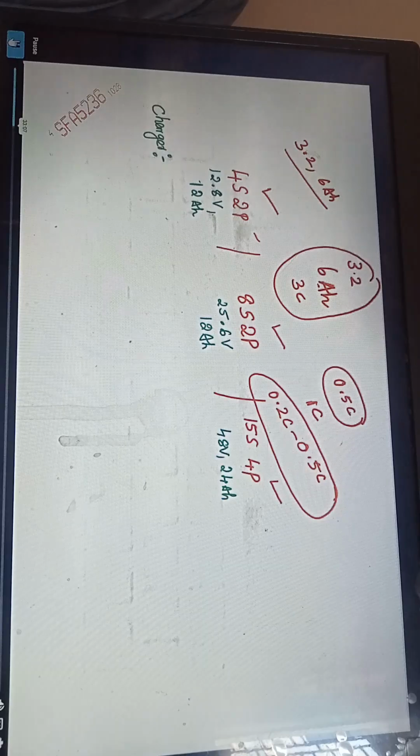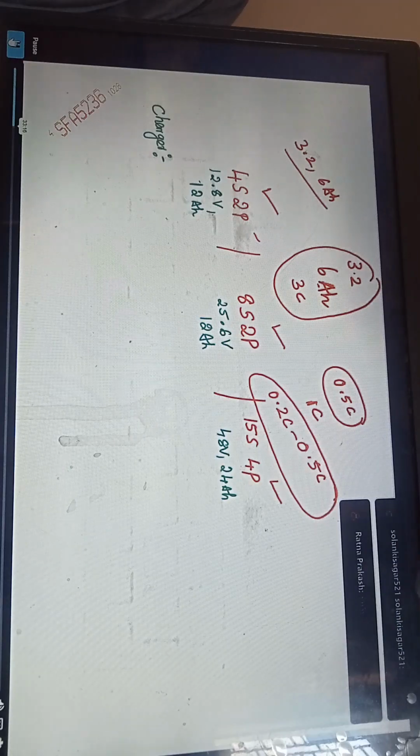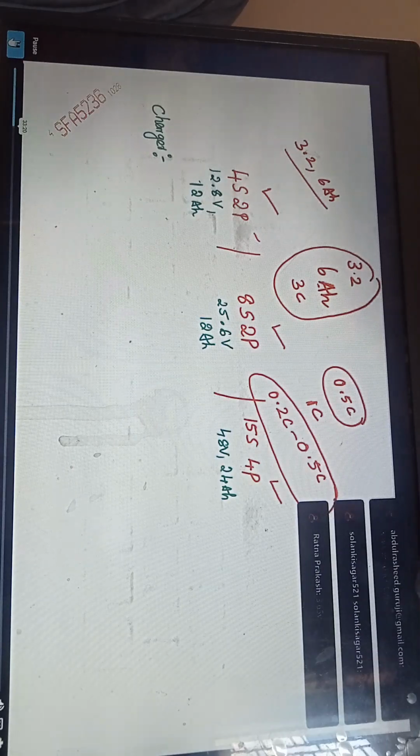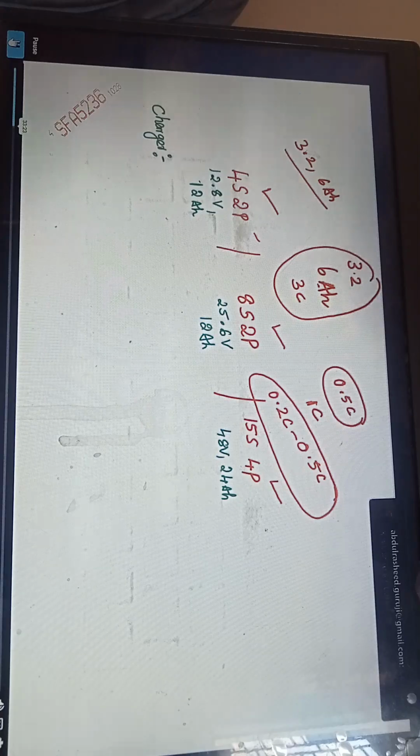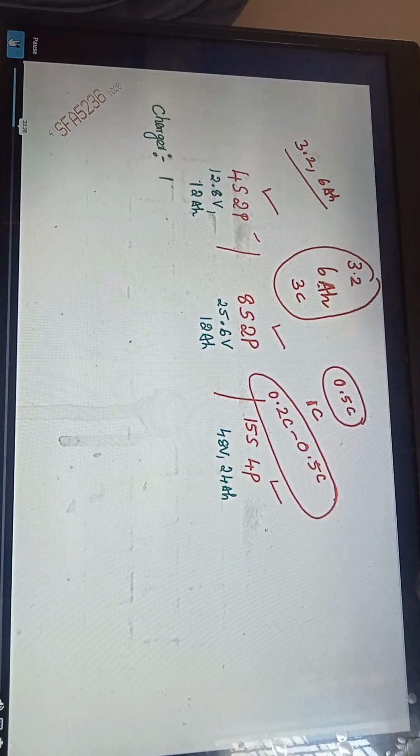We know the higher cutoff of a single cell, what is it? 3.65. So 4 into 3.65 will be 14.6 volt. So the charger maximum voltage will be 14.6 volt. You have to choose the charger voltage in and around 14.6, or 14.8 or 15 volt. Mostly the market will have a charger with 14.6 open circuit voltage.